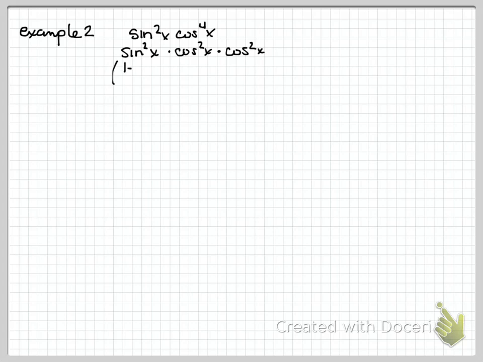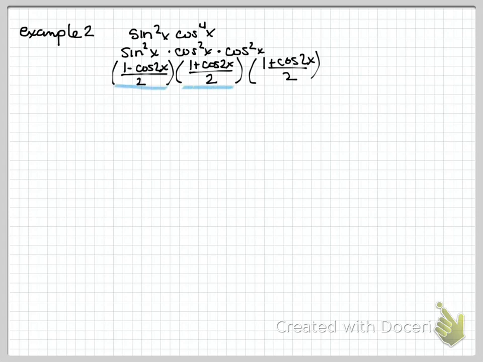Okay, so now substitute our formulas in. For sine squared, it's 1 minus the cosine of 2x over 2. For cosine squared, it's 1 plus the cosine of 2x over 2. And again, 1 plus the cosine of 2x over 2. All right. Now, if I look at these first two, our numerators are a difference of squares. So if I multiply them together, I'm still going to only end up with two terms on top. And I like that idea.